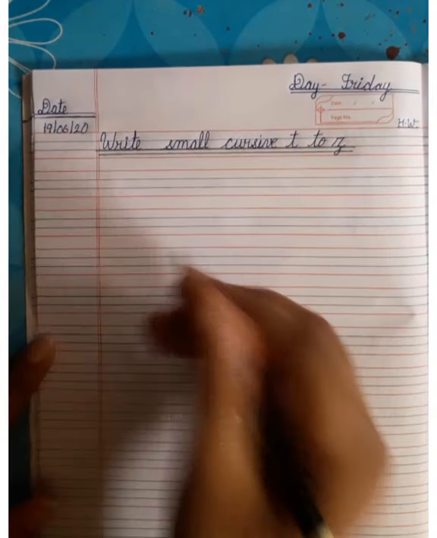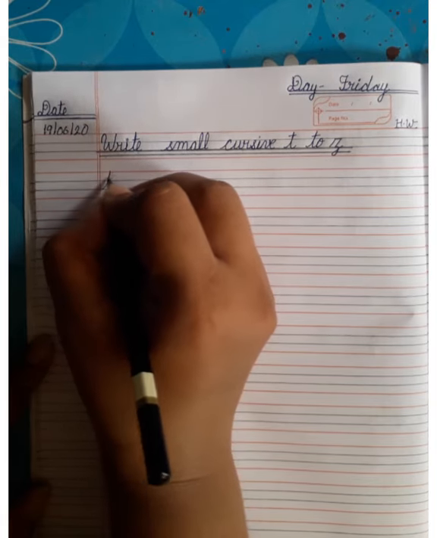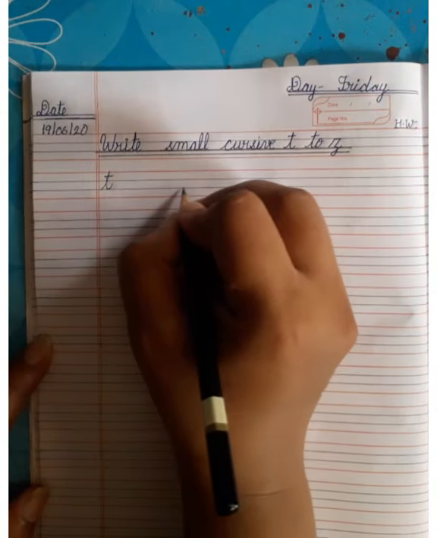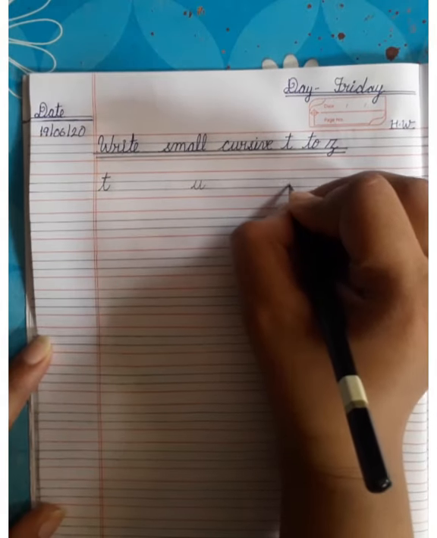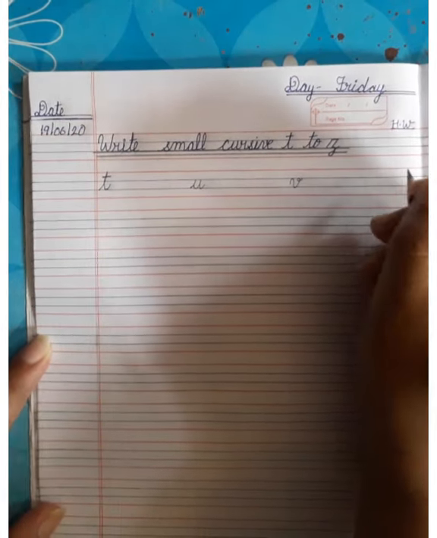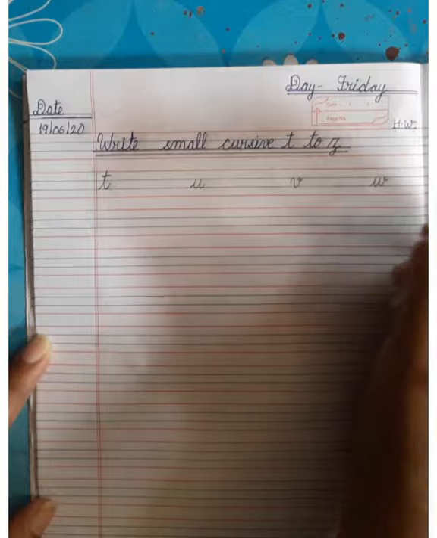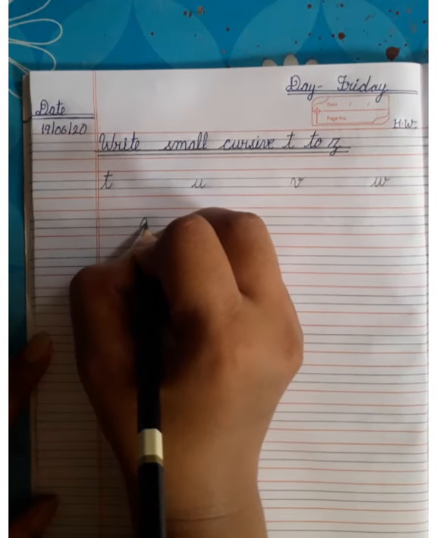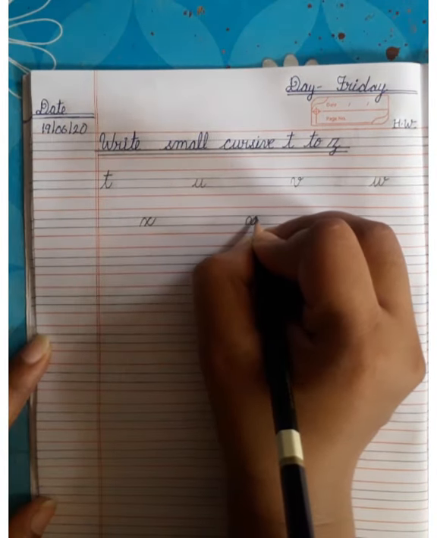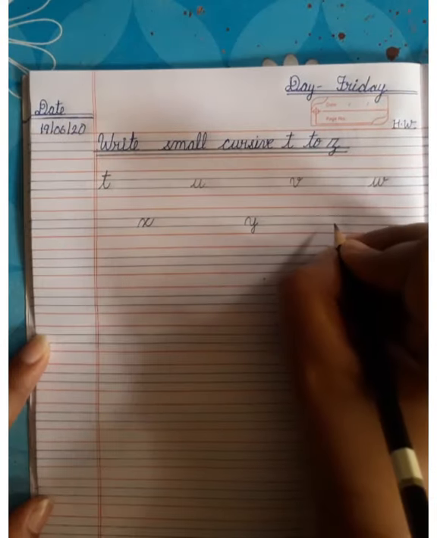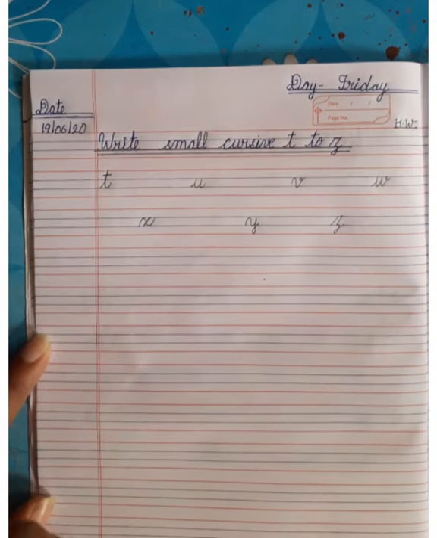So let's start. We will make a small T in 3 lines. We will make a small U in 2 lines. We will make a small V in 2 lines. We will make a small W in 2 lines. We will make a small X in 2 lines. We will make a small Y in 3 lines. We will make a small Z also in 3 lines. Again we will repeat.